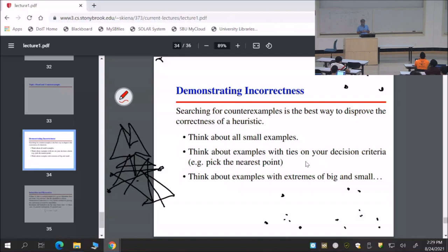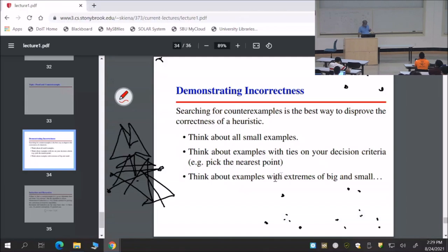And thinking about mixes of big and small, I think on a big level. That's what I was kind of trying to do over here, right? I had big distances and I had tiny little points forming a cluster, okay? Being able to take an algorithm and look for counterexamples is a good idea. Any questions?